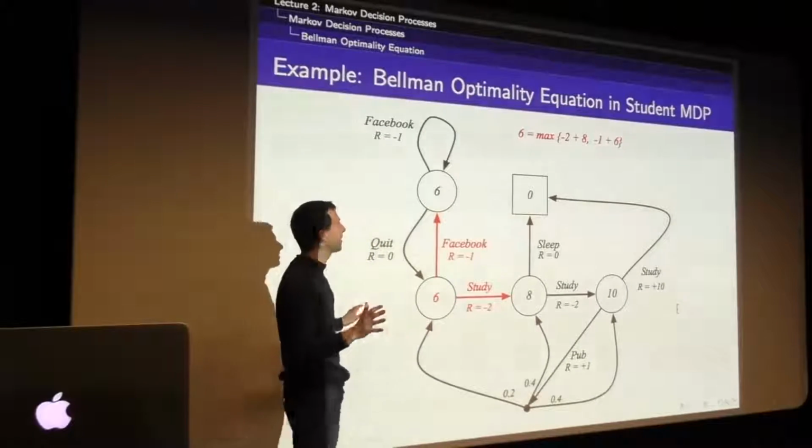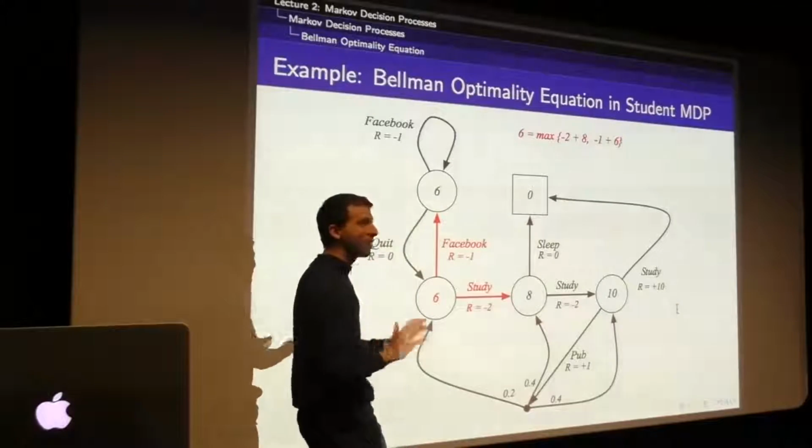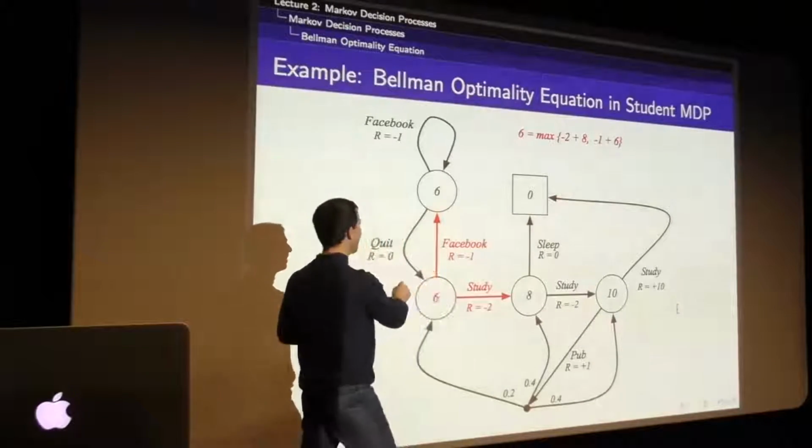Okay. So let's make that concrete by picking one state in this diagram. You're probably absolutely sick of the student MDP by now. Anyway, I promise it won't come up too much again.